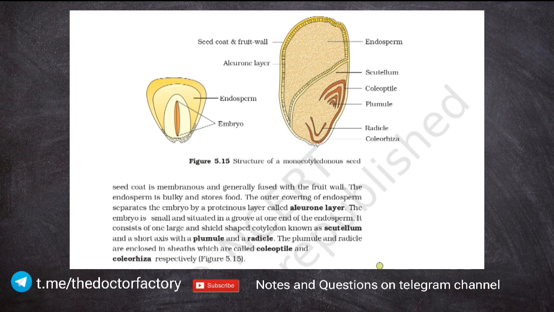It consists of one large and shield shaped cotyledon known as scutellum and a short axis with a plumule and a radicle. The plumule and radicle are enclosed in sheaths which are called coleoptile and coleorhiza respectively.